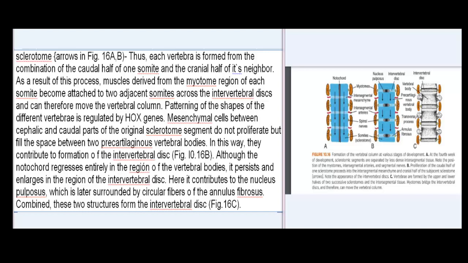Mesenchymal cells between cephalic and caudal parts of the original sclerotome segment do not proliferate but fill the space between two precartilaginous vertebral bodies. In this way, they contribute to formation of the intervertebral disc (Fig. 16b). Although the notochord regresses entirely in the region of the vertebral bodies, it persists and enlarges in the region of the intervertebral disc. Here it contributes to the nucleus pulposus, which is later surrounded by circular fibers of the annulus fibrosus. Combined, these two structures form the intervertebral disc (Fig. 16c).